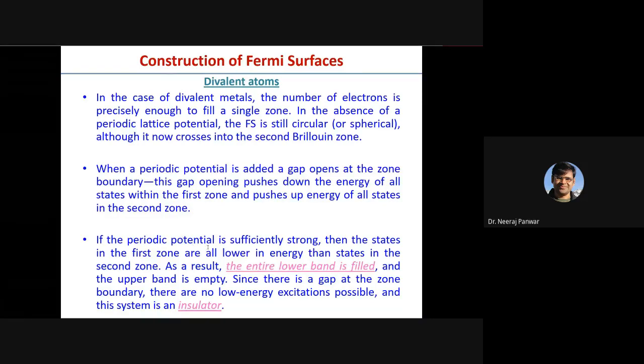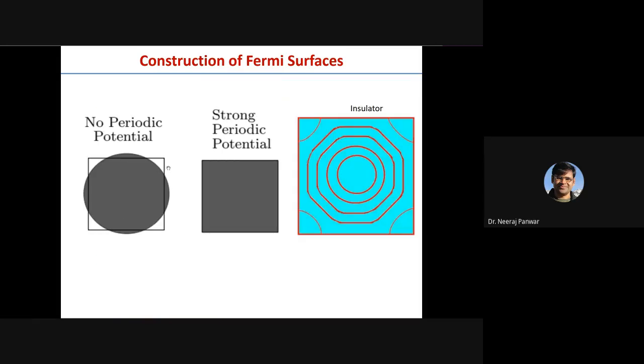If the periodic potential is sufficiently strong, then the states in the first Brillouin zone are all lower in energy than states in the second zone. As a result, the entire first band is filled and the upper band is empty. Since there is a gap at the zone boundary, there are no energy excitations possible and the system is an insulator. This is what I am saying.